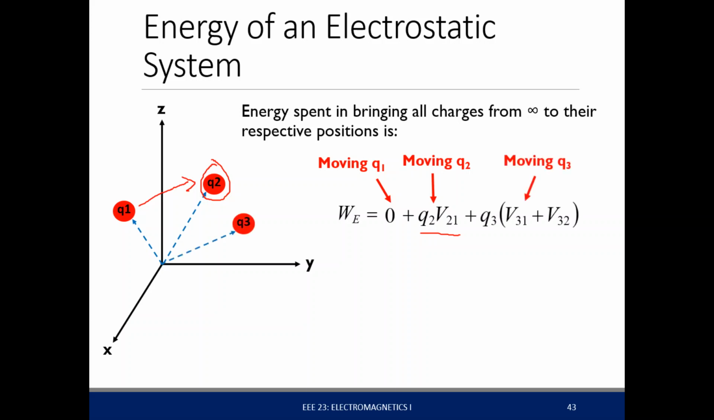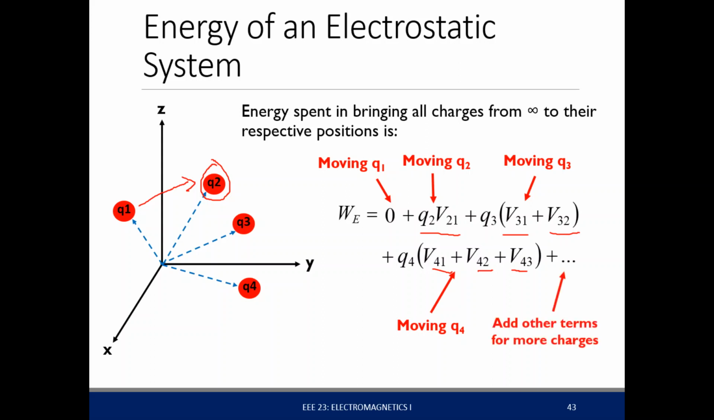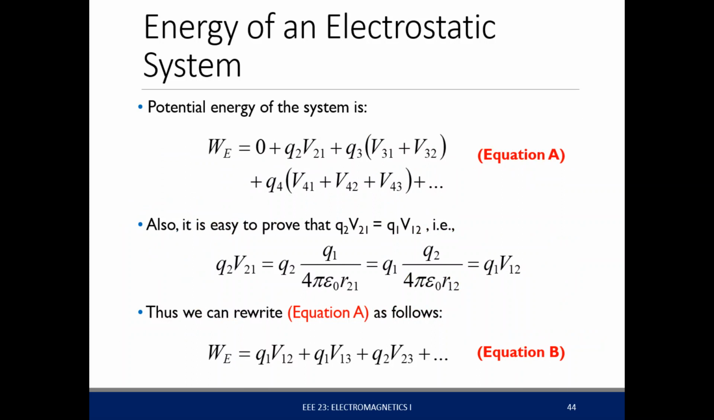With Q3, also the same, but in this case, you have charge 1 and charge 2 affecting Q3. Q4, also the same, but with 1, 2, and 3 acting on it, and other terms for more charges. So this is the total energy that you need to basically put the charges together near each other in an empty space. So the potential energy of the system is equal to the sum of the work needed to put everything together.